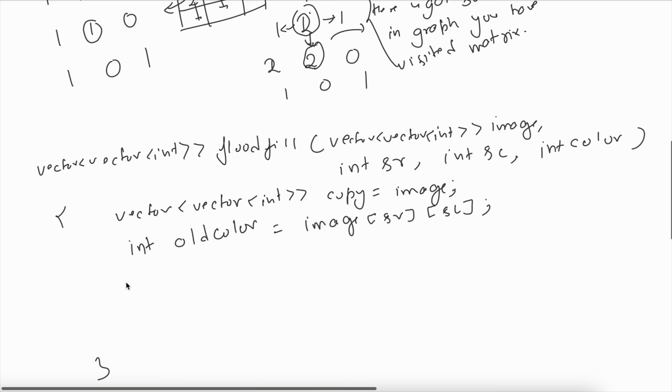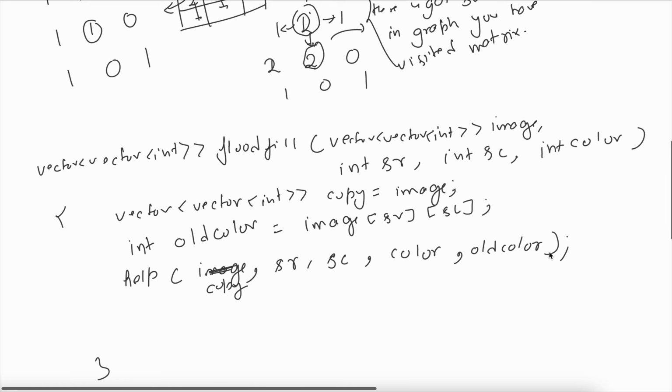So let's say our function is help. We will pass the image. Do we need a visited matrix? No, we don't need a visited matrix here. We will pass source row and column, the color, and the old color. One thing you can do is pass n comma m, or you can get it from the image only. Sorry, I should pass the copy image here.